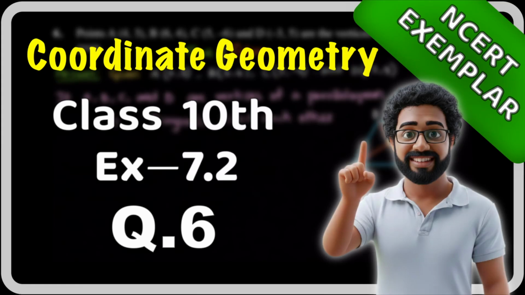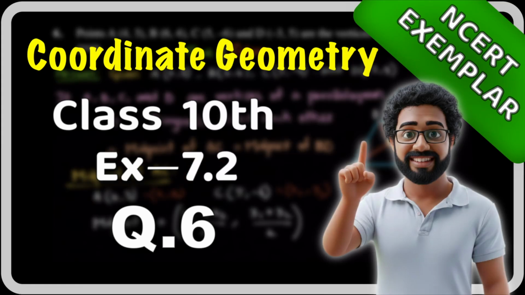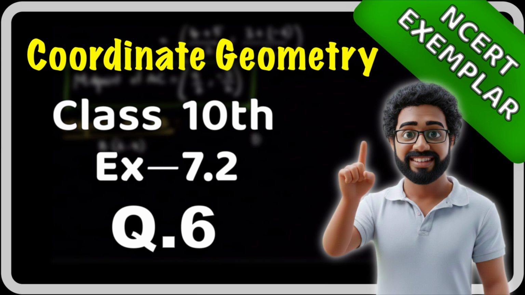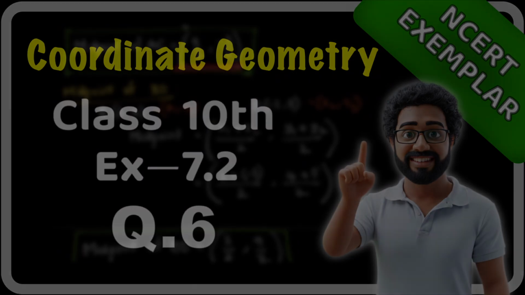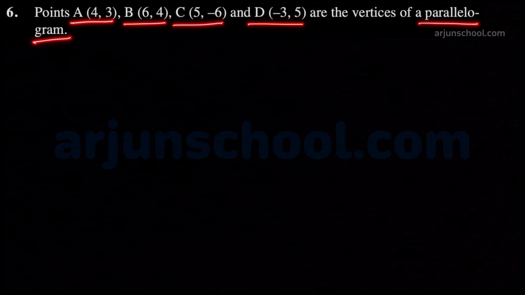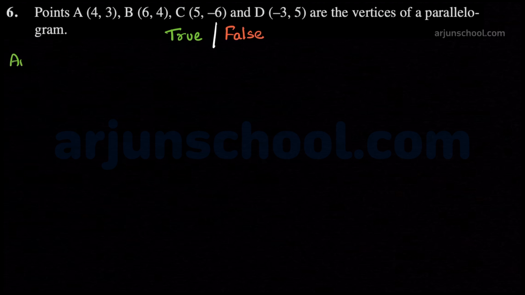NCERT Exemplar Solutions, Class 10, Maths, Chapter 7, Exercise 7.2, Question number 6. Points A (4, 3), B (6, 4), C (5, -6) and D (-3, 5) are the vertices of a parallelogram. We have to check whether this statement is true or false.